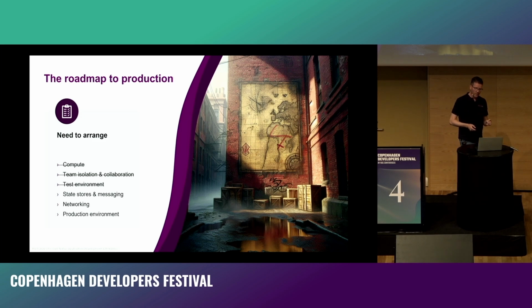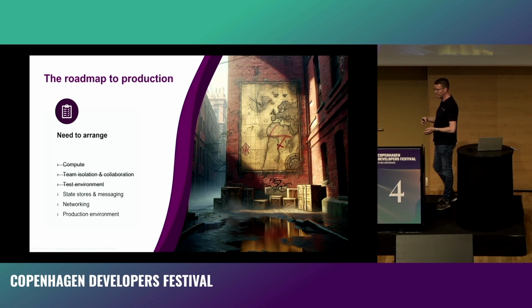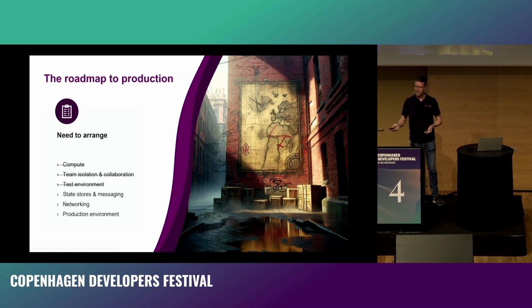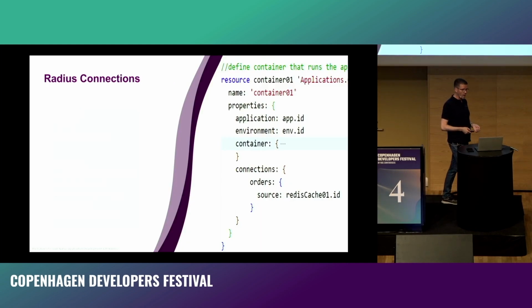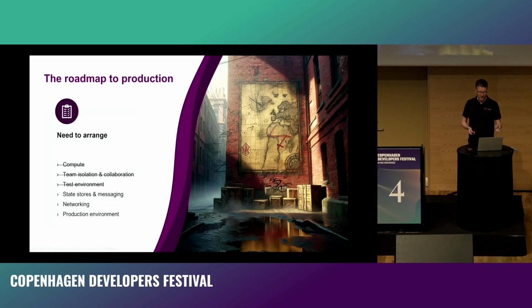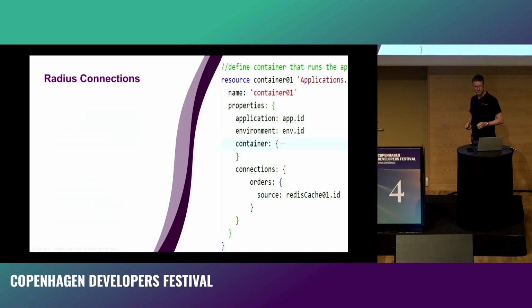All right, so if we look at our roadmap to production, we can cross off another item. We know now that we can deploy recipes to environments, making really nice test environments that use containerized state stores and messaging systems. Next step is to do a little bit of state store and messaging, but then ready for production. And this is where Radius connections come in.